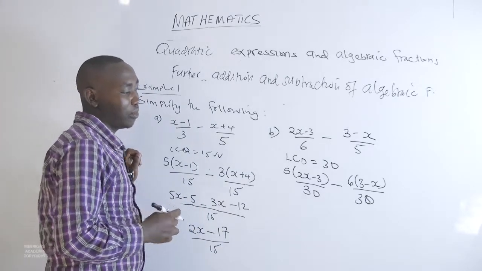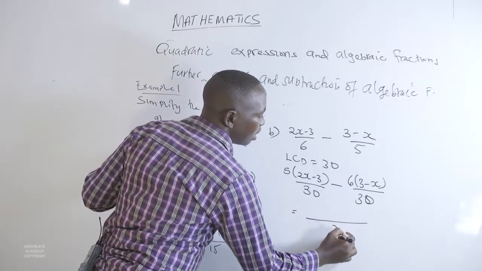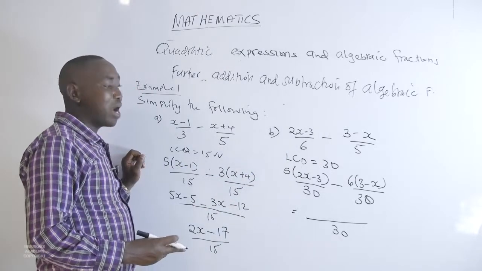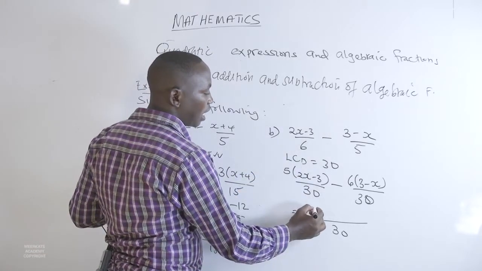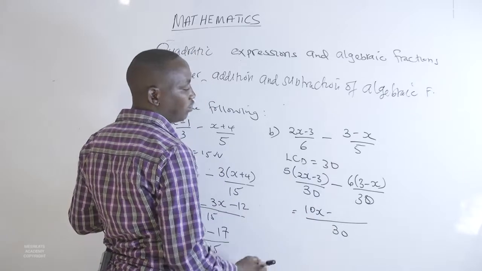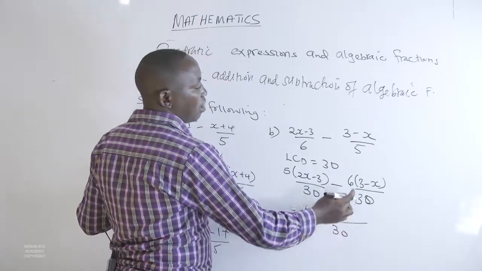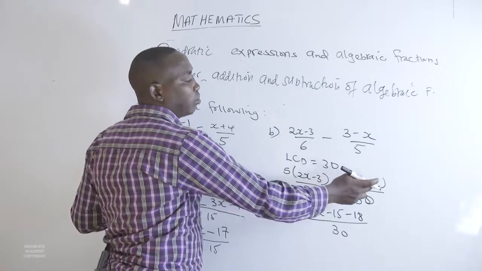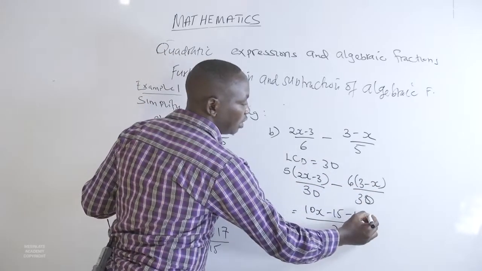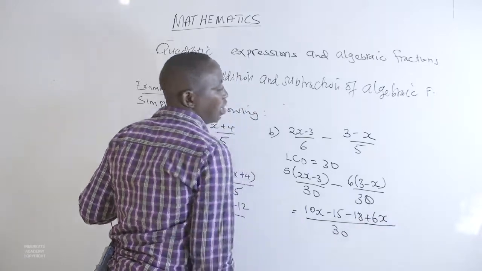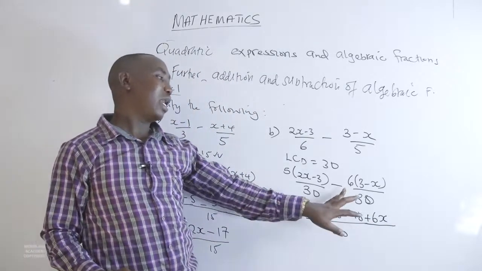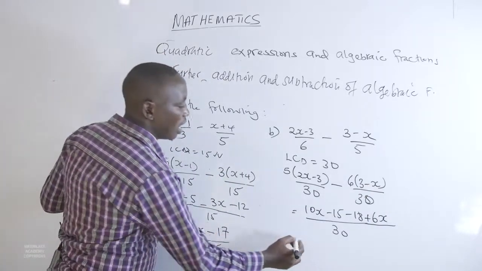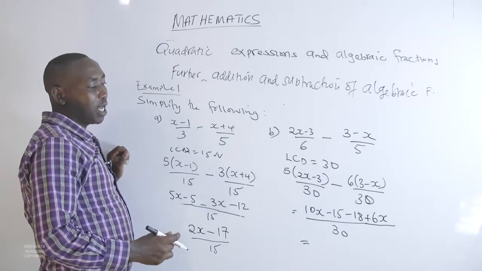So we now finally subtract, and in that case we need to expand our brackets. So 5 multiplied by 2x is 10x, 5 multiplied by negative 3 is minus 15. Minus 6 multiplied by 3 is minus 18. Minus 6 multiplied by minus x is positive 6x. You can now appreciate that whenever you multiply a negative and a negative number, the result is going to be positive. Then we finally combine the like terms and either add or subtract.